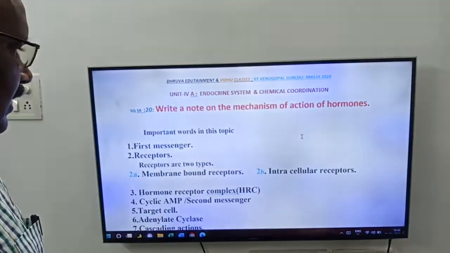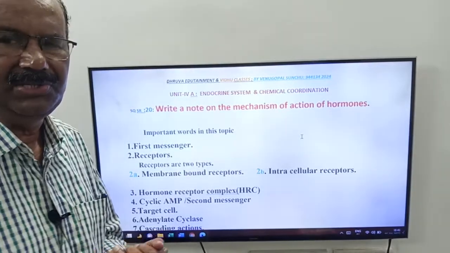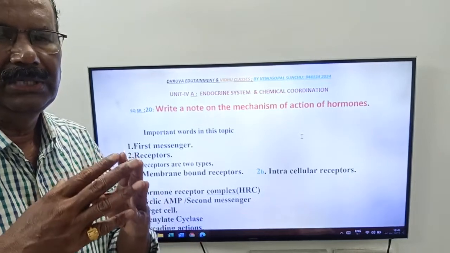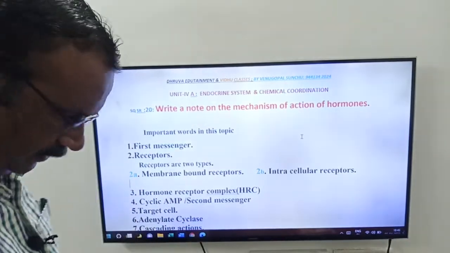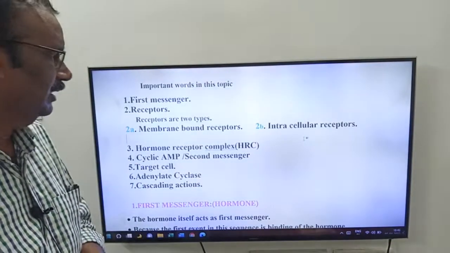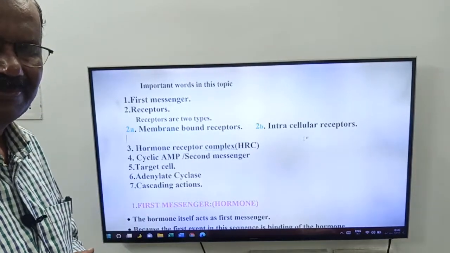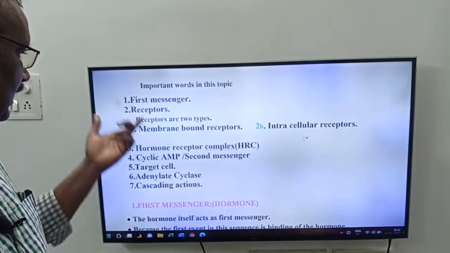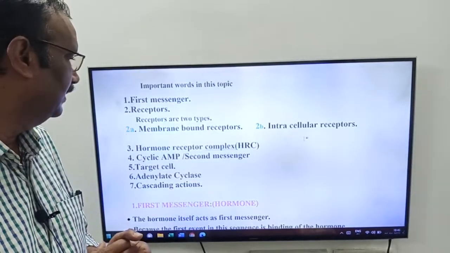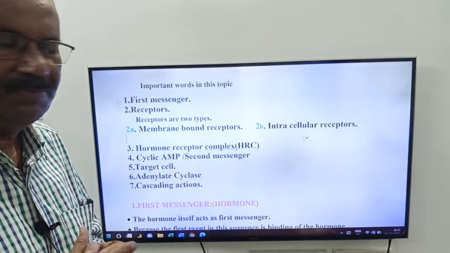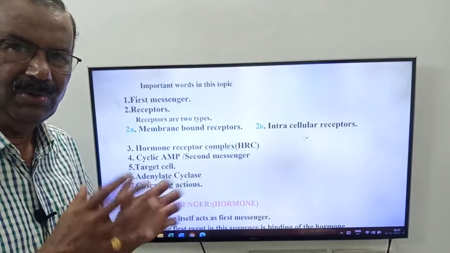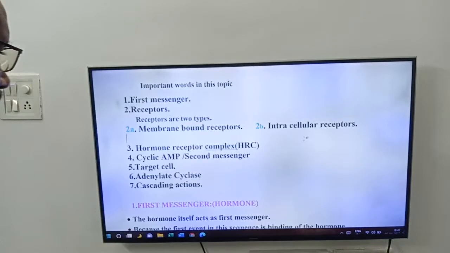Now see friends, this is a slightly complicated topic. First you know the terms which come across in this topic. These are the important terms. What is that? First messenger, receptors. Receptors are two types friends. They are membrane bound receptors and intracellular receptors.